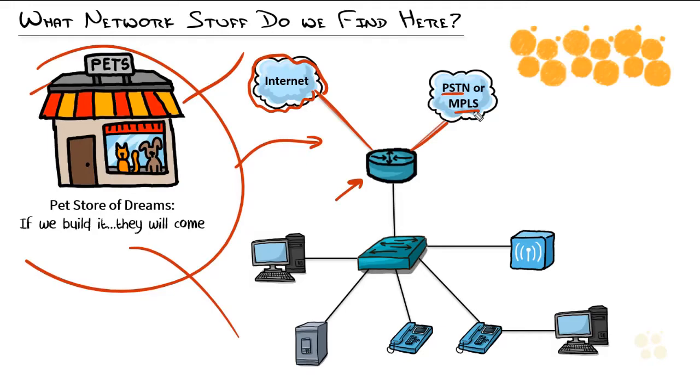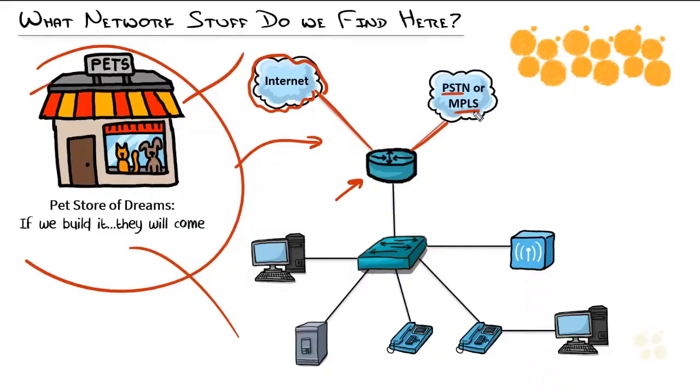And so let me talk a little bit about that for a second. PSTN, public switch telephone network, it is what it sounds like. It's phone lines coming into a router. That's because routers have now gained the ability in many cases to support a voice over IP phone system. So you've got a phone system sitting inside of that pet store of dreams, right? Everybody can call. You can call back to the groomer in the back.